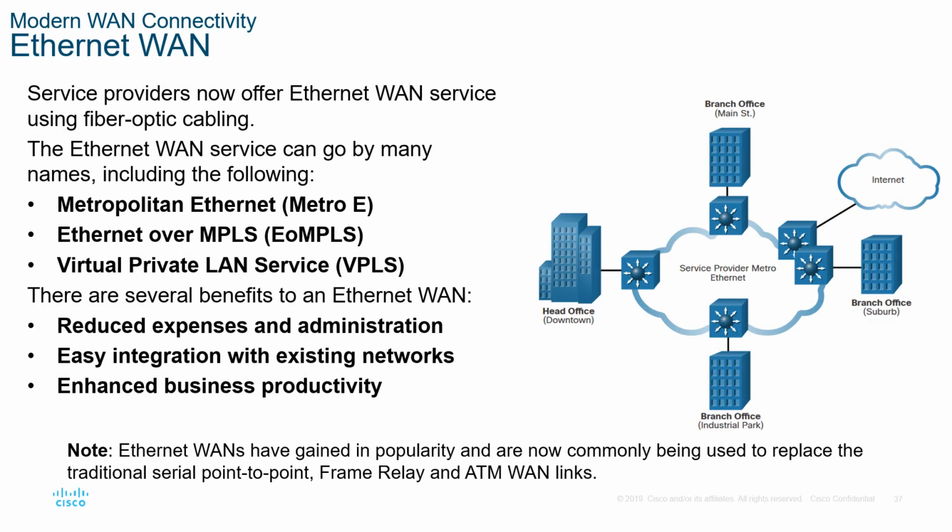So we talked about our Ethernet WANs, Metro Ethernet, MPLS, but we also have things like VPN or virtual private LAN services, VPLSs. So all of these provide different forms of connectivity, and the benefits of these are going to be reduced expense and administration, easy integration to existing networks because it's all Ethernet based, and it does allow for enhanced business productivity. It's cheaper, essentially.